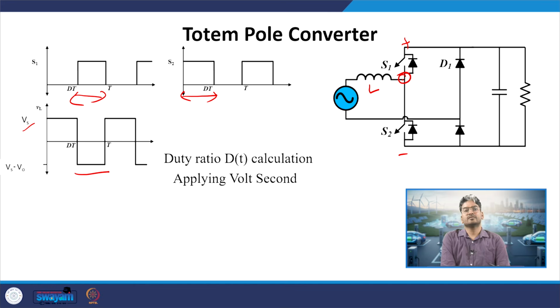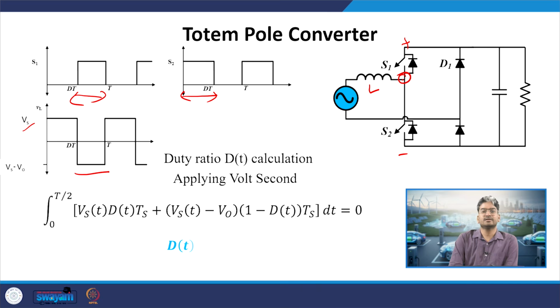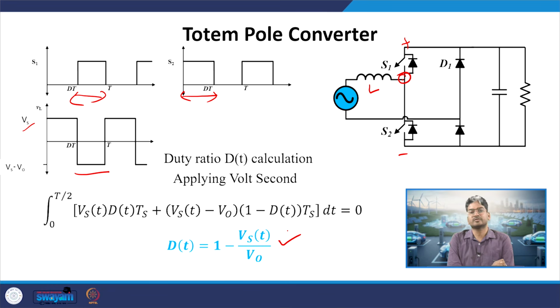If I carry out the same analysis of volt second balance and carry out the integration for half of the cycle, as we are having a symmetrical waveform, I will see that the duty ratio will again be proportional to 1 minus the ratio of Vs by V naught. And we have also seen why the V naught should be higher, because in mode 2 it has to discharge.